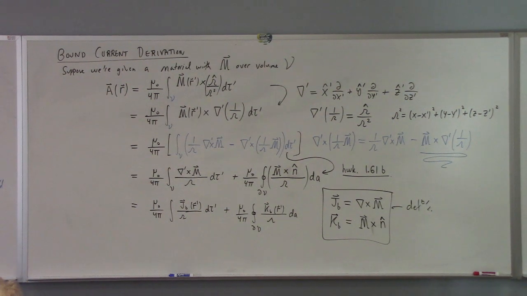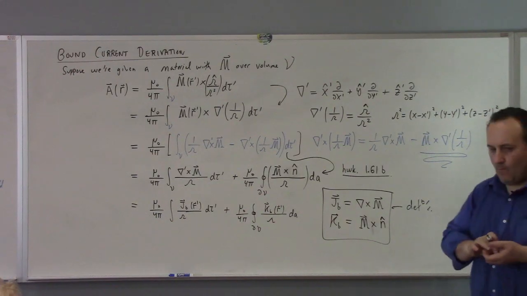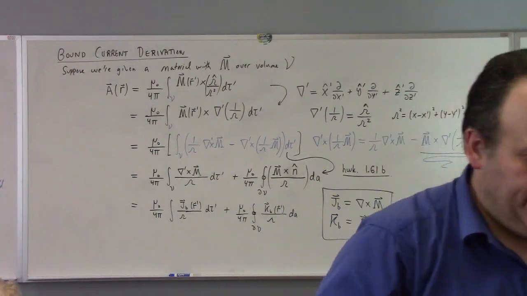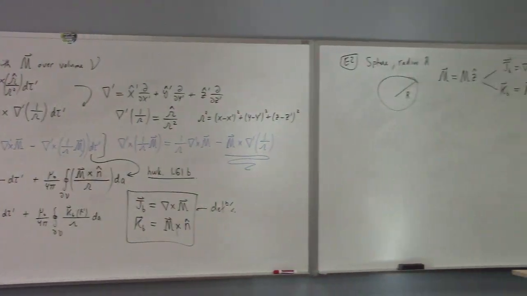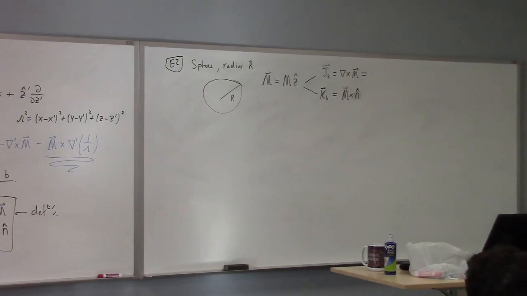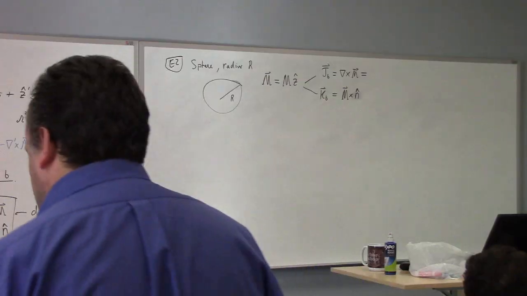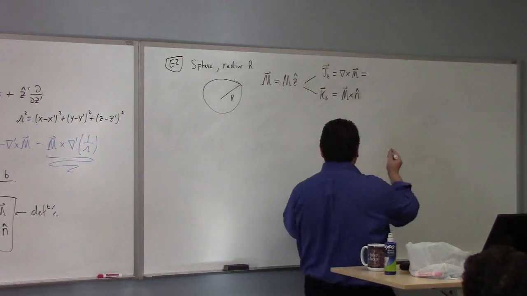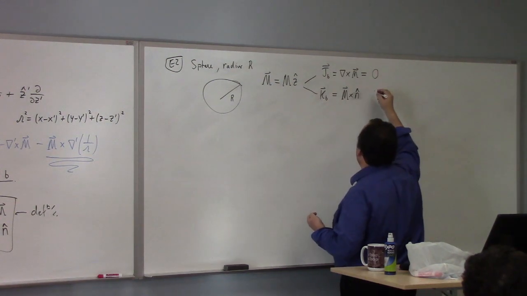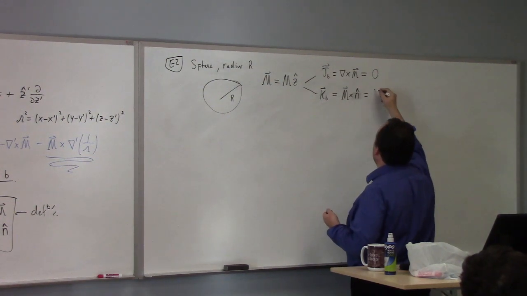So how about the bound current here? This is a constant magnetization, right? I'm saying there's a constant magnetization over the sphere. So the curl is 0, right? There's no bound, there's no interior current. On the other hand, the surface current, we can calculate a little bit more explicitly like this.